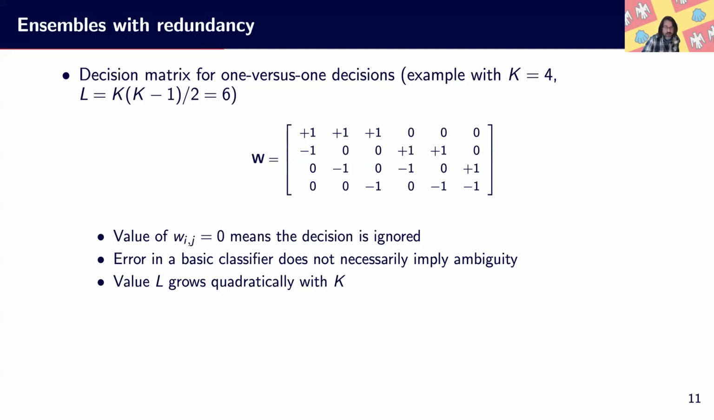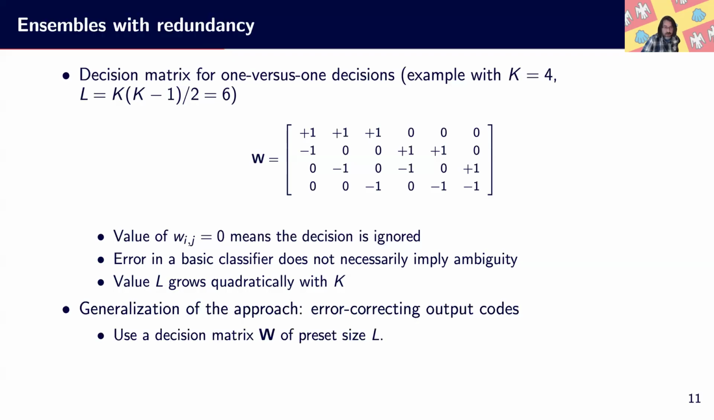And the point here is that the value of L, the number of members in the ensemble, grows quadratically with K, which is unsustainable if we have, I would say, 100 classes, which is something that can happen. So it can only be applied for a small number of classes for the one versus one. And then we can generalize this into a third approach that is called the error correcting output codes.